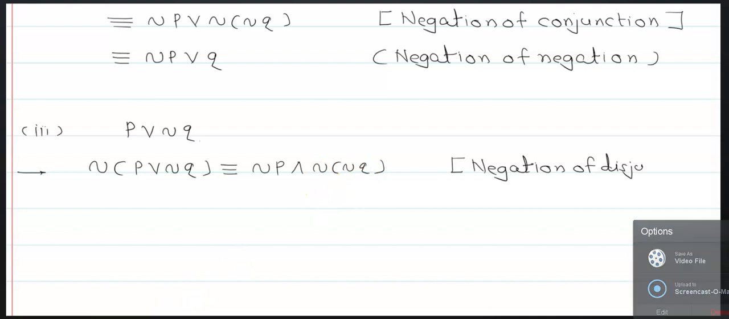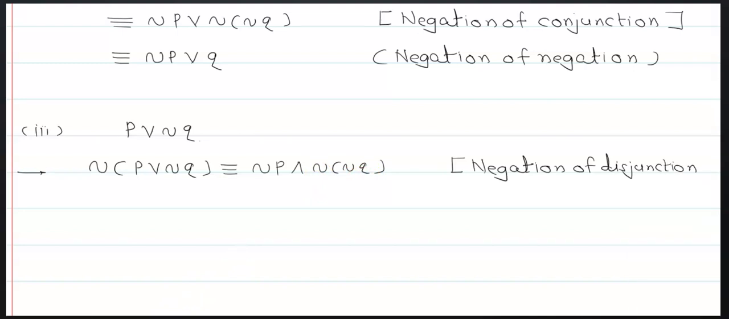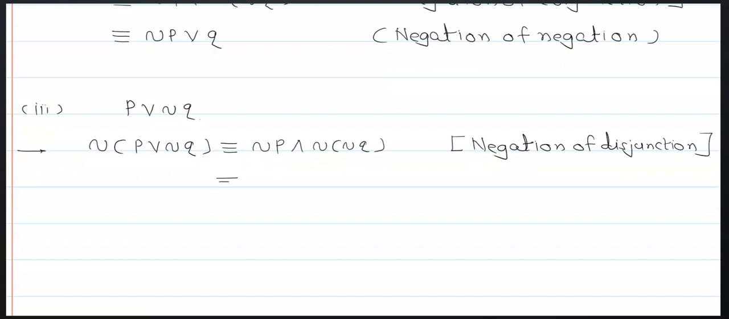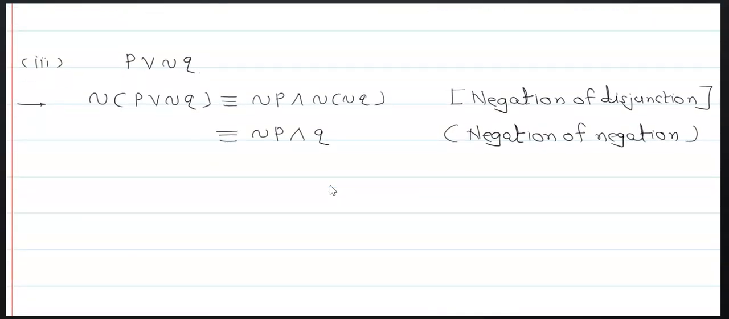Next is negation of disjunction. This OR will become AND. Negation of P, negation of negation Q is Q. And that is true.